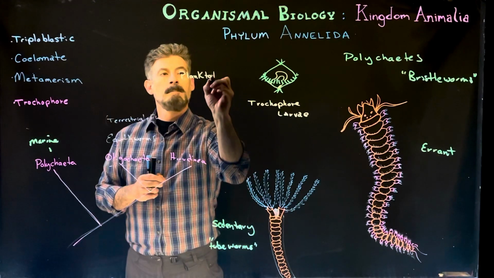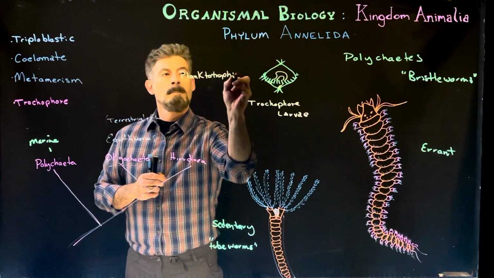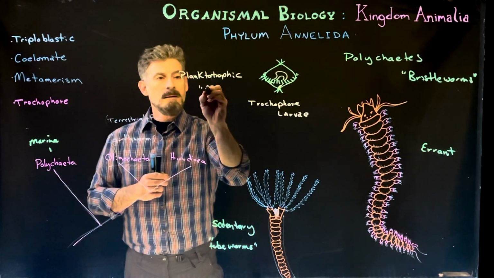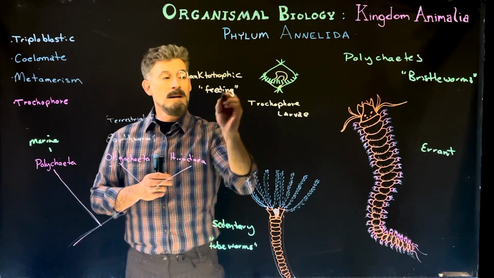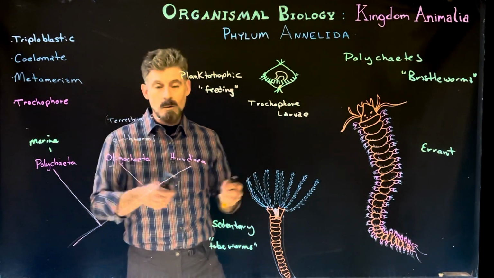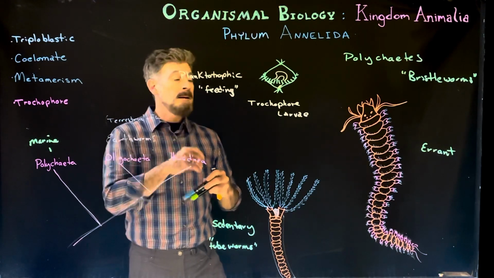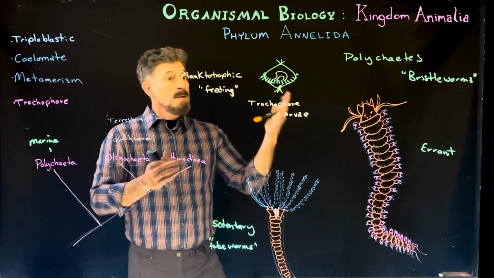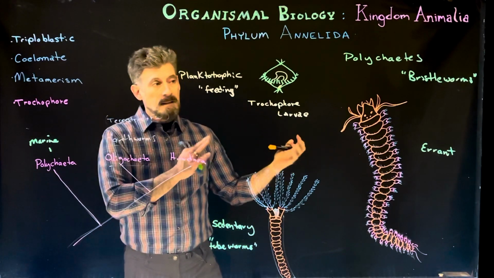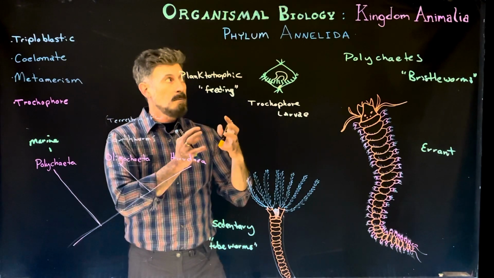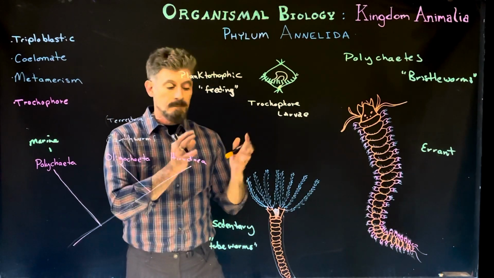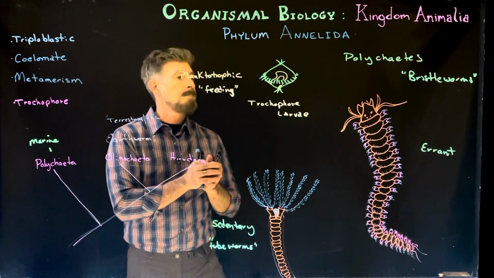Planktotrophic. So that means feeding, which means the larvae actually has to feed while it's swimming around in the water column. They are another type of larvae called lecithotrophic, and the lecithotrophic usually do not feed, and they rely on a really large yolky egg mass from the mother, whereas these don't.